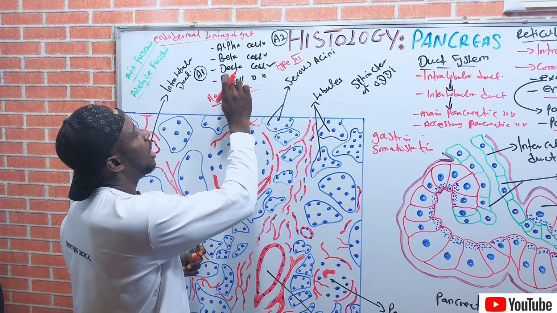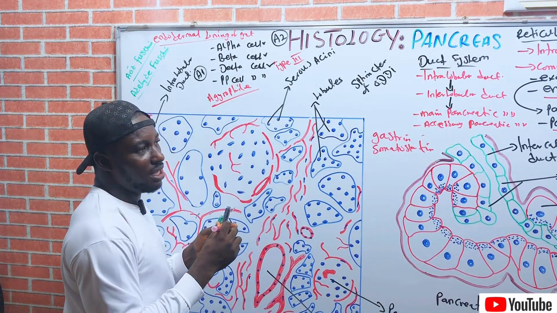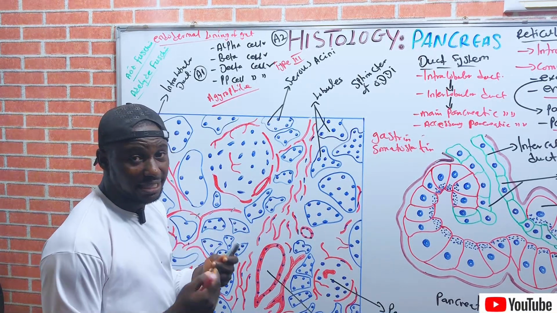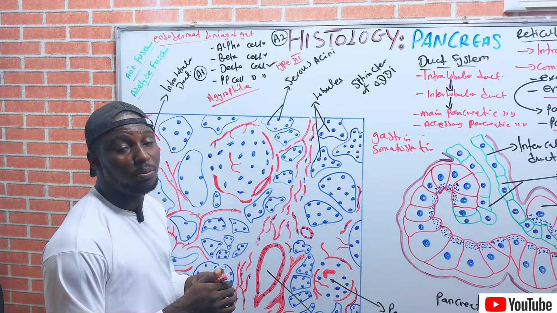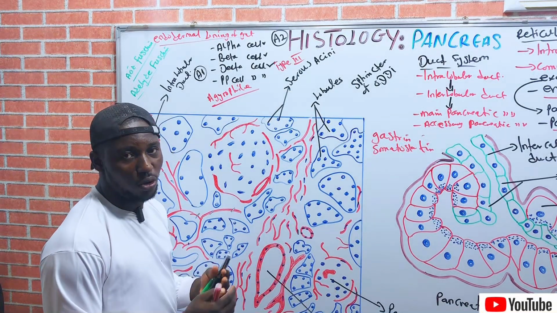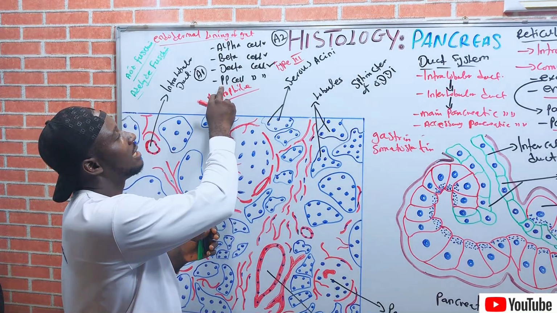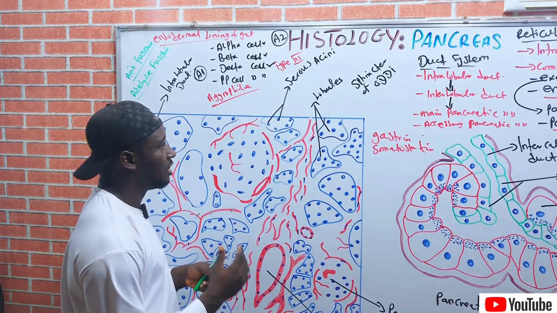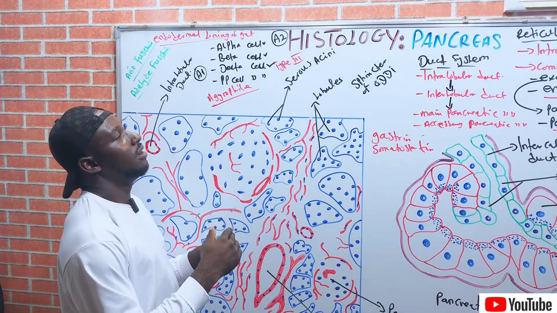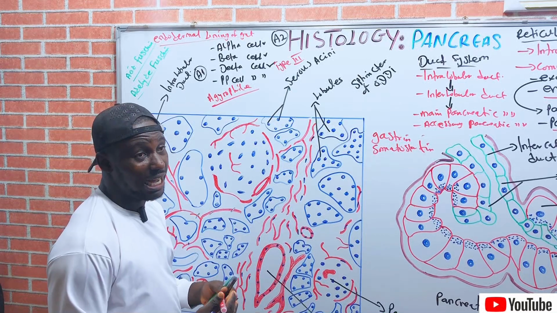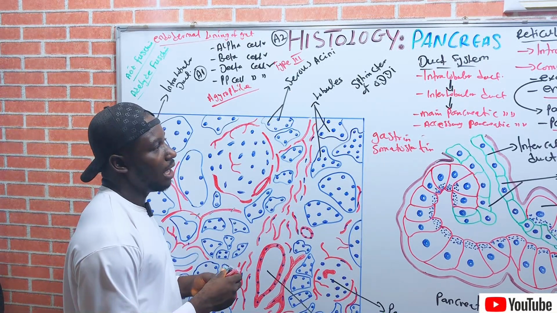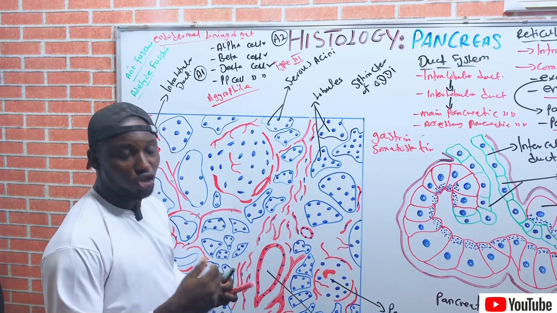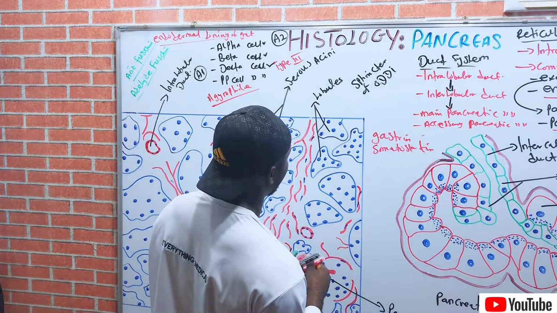Okay. The PP cell is a type of islet cell in the pancreas that secretes what? Pancreatic polypeptide hormone. That is what it secretes. So that is all about the cells of the islet of Langerhans, or the pancreatic islet. Now, the next thing I'll be discussing is the blood supply.